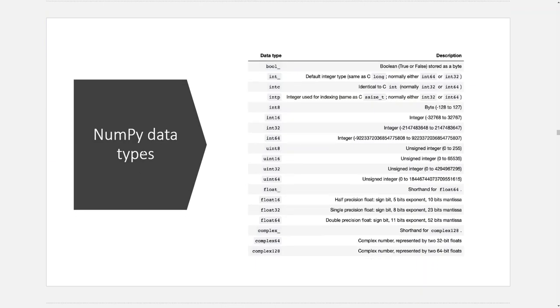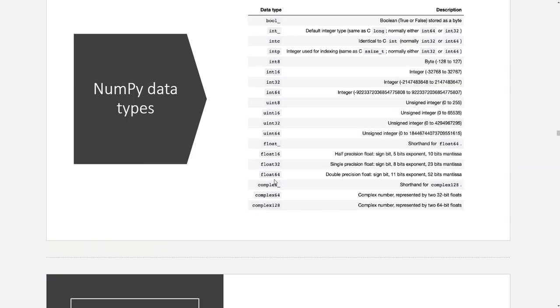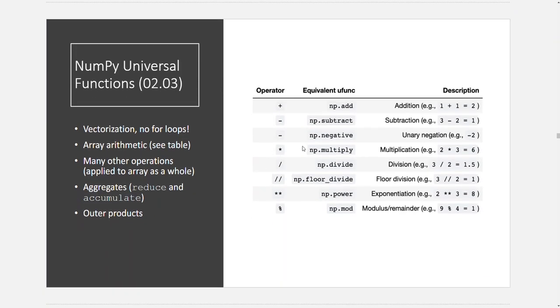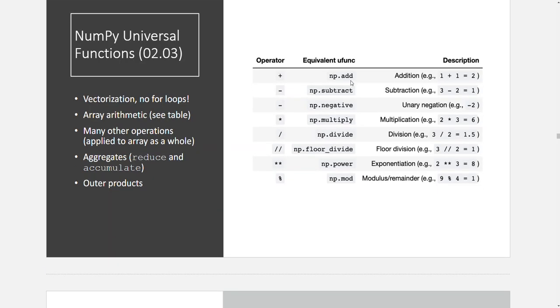The data types available to us in NumPy, we've got more. Not exponentially more, but 2-3 times the variety of data types available when we add NumPy. We've also got functions available to us in NumPy, whether it's add, power, divide, multiply.